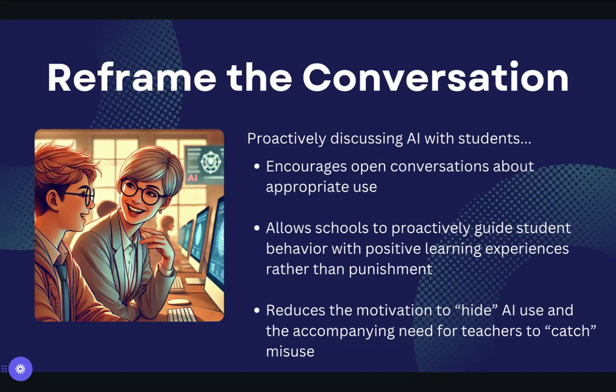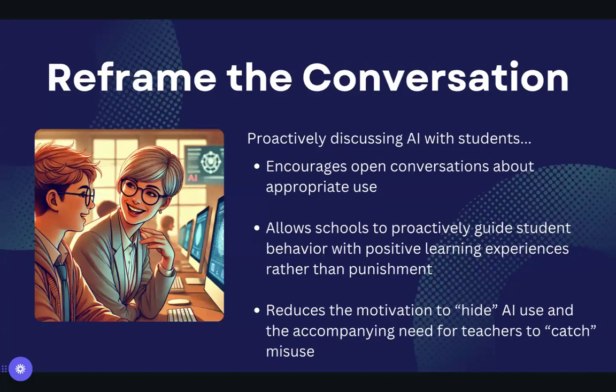We know equity and accessibility is a big issue as well. And so we could widen the digital divide unintentionally by shutting AI out of schools. And finally, reducing the motivation to hide AI use and the accompanying need for teachers to police it. So we just take away the need for you to hide it. Like if you do try to deceive or anything, then there was no reason for you to do that because you could have come to me at any time and asked if it was appropriate. So that way we know that if something has happened, there was an intentional misuse there.